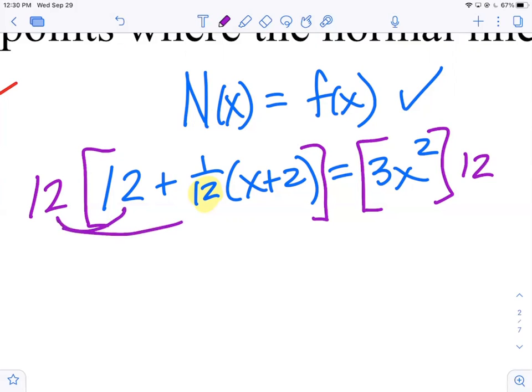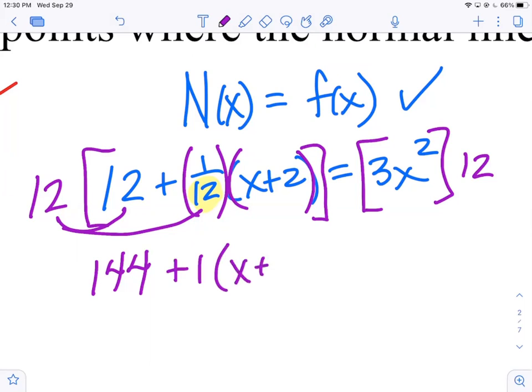Now I'm going to distribute on this side. 12 times 12 is 144. And now be careful. When you distribute the 12 to the second term, you have 12 times 1/12 times x plus 2. You don't distribute the 12 to both of those factors. You only multiply all three of them together. Well, guess what 12 times 1/12 is? Positive 1 times the x plus 2.